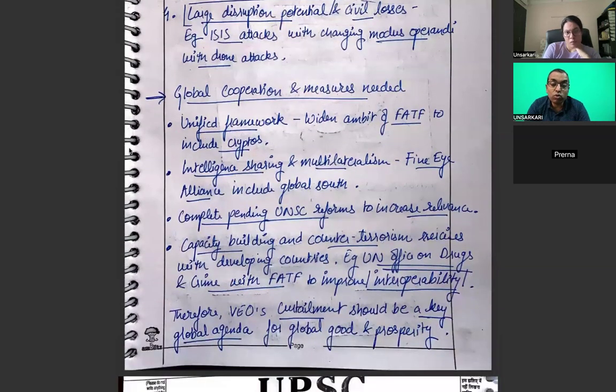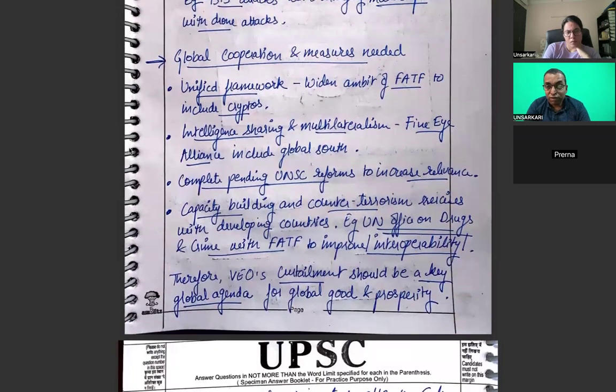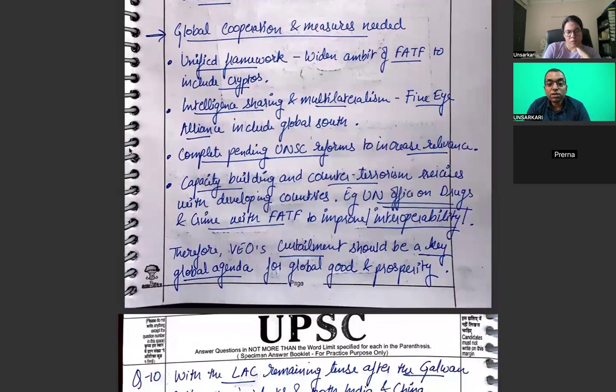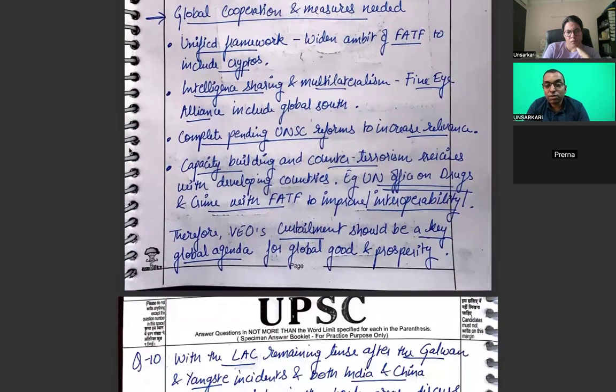Again, I am saying global cooperation, unified framework, wide ambit of FATF, intelligence sharing, multilateralism, I5 alliance include global south, complete pending UNSC reform. This is very important. Capacity building and counterterrorism exercises with developing countries. For example, UN Office on Drugs and Crime with FATF to improve interoperability. Therefore, VEOs' curtailment should be the key global agenda for global good and prosperity.